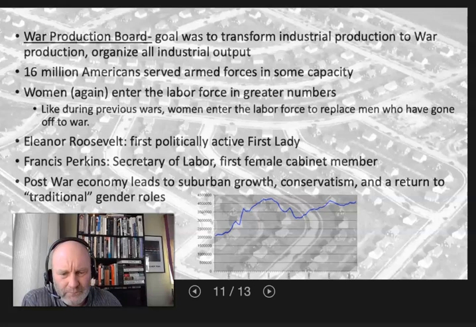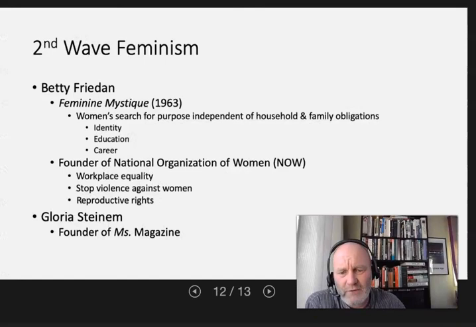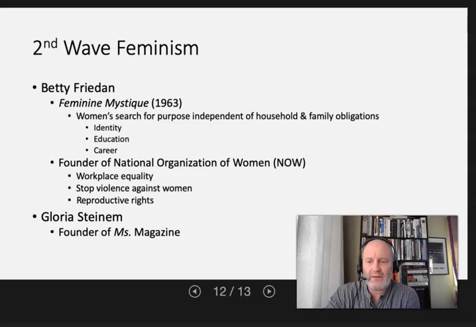Second wave feminism. So first wave feminism, Seneca Falls, Lucretia Mott, Stanton, right to vote, demand suffrage. Second wave feminism emerges in the 1960s into the 1970s, and this is not just women saying we want the right to vote, but we have identities that are not just tied to who we are as daughters, as sisters, and as mothers, right? We have our own identities. We want to cultivate our own identities. We want to pursue education to give us more options. We want to have careers of our own.